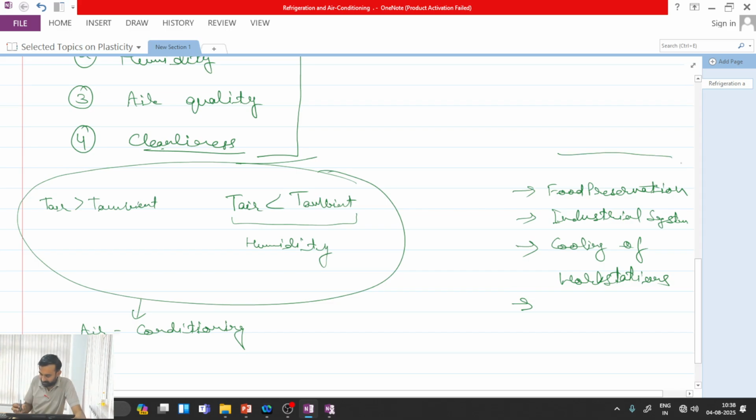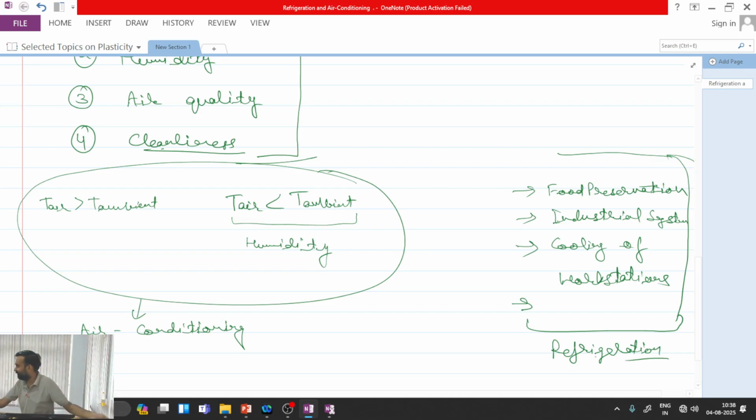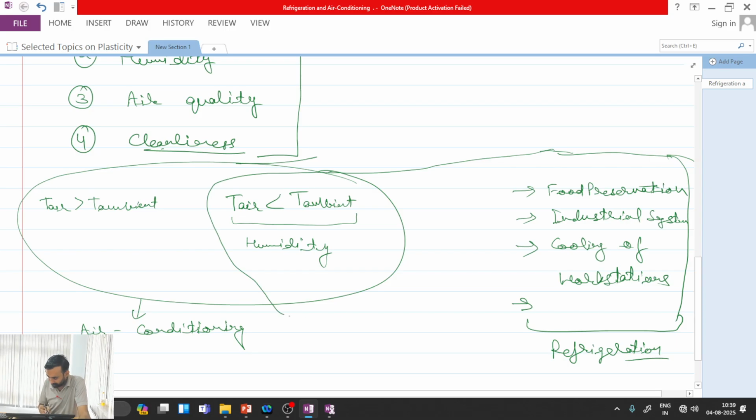So this portion is where you are not conditioning the air, but mainly you are trying to focus on some specific job which you need to cool below the ambient temperature. Now, when we have to achieve this air temperature below the ambient temperature, we have to follow some process, and that process is nothing but refrigeration. So along with these applications, refrigeration also includes this portion. So this is the intersection of refrigeration and air conditioning.